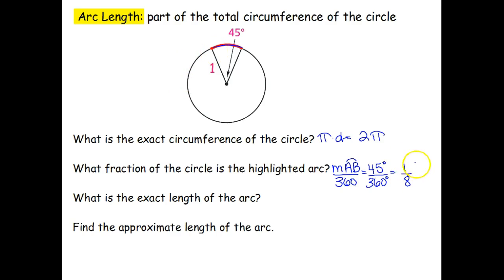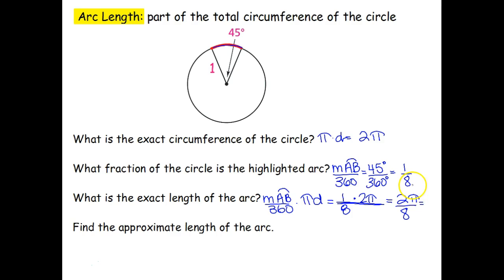So if that arc is 1/8 of the total circle, then its length should be 1/8 of the circumference. So if we want to find the exact length of the arc, all we have to do is take these two pieces here and multiply them together. So we take the measure of the arc over 360 and we multiply it times the circumference formula. So we know that the measure of the arc AB is 1/8, and we know that pi times the diameter is 2 pi. And just like what we did yesterday, we're going to turn this into one big fraction, and we're just going to multiply these top two pieces together. So 1 times 2 pi is 2 pi, and over 8.